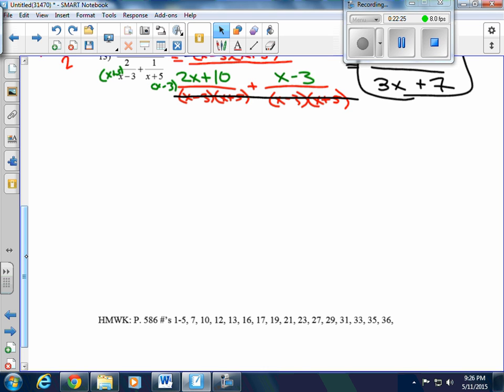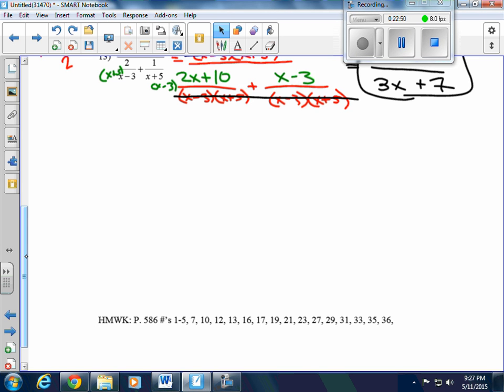So in this section, we're dealing with a couple of different things. We're adding fractions. Again, remember, anytime we add or subtract fractions, we must get a common denominator. So we looked in this section at how to find that common denominator if we're talking about rational expressions.